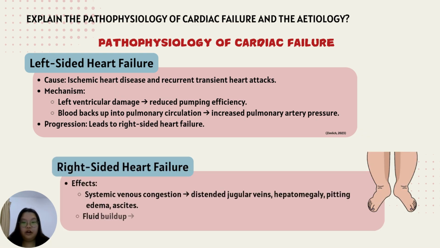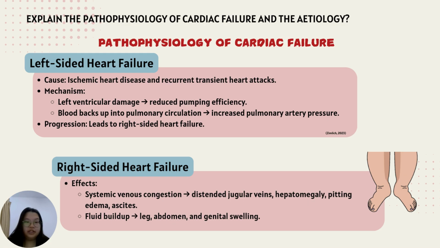The right-sided heart failure caused systemic venous congestion with signs such as distended jugular veins, hepatomegaly, pitting edema, and ascites. Fluid buildup also led to swelling in the legs, abdomen, and genital area.